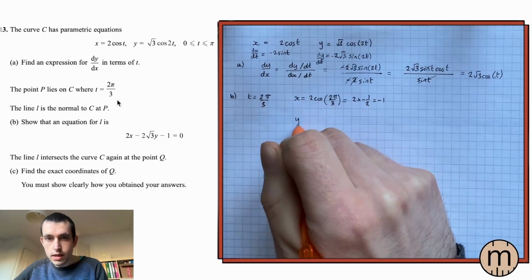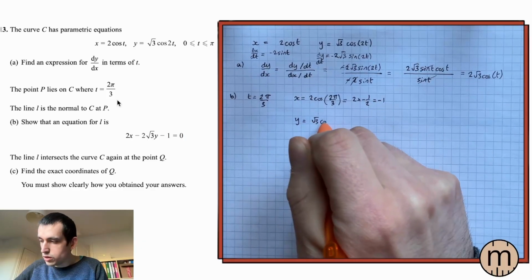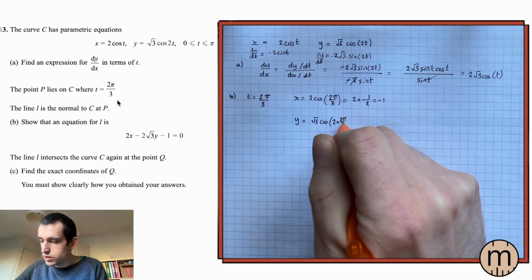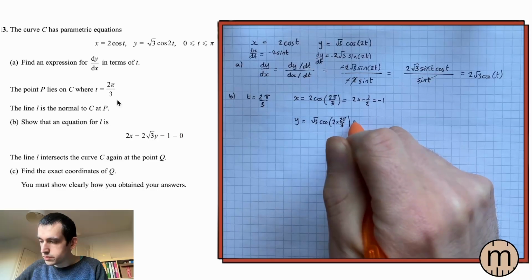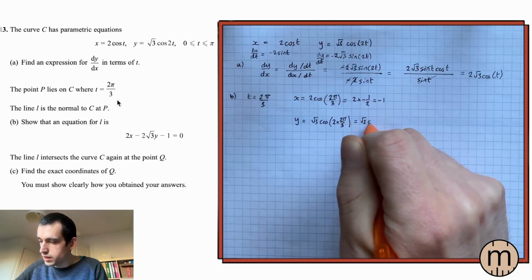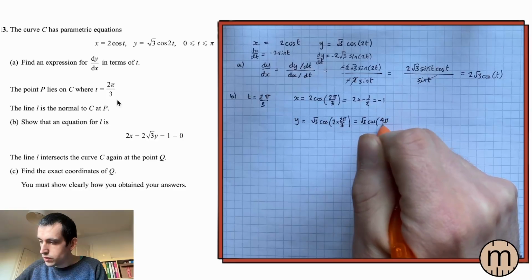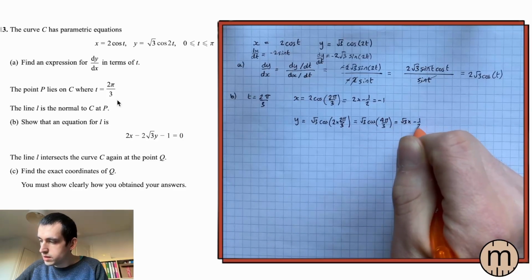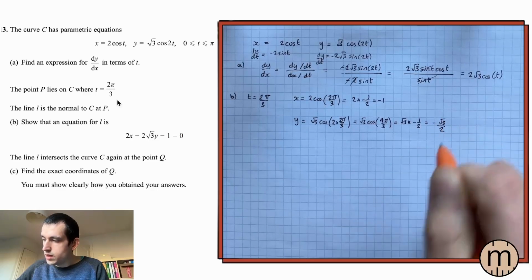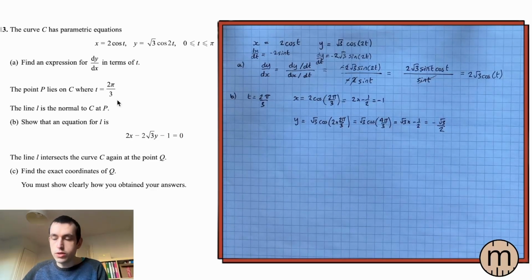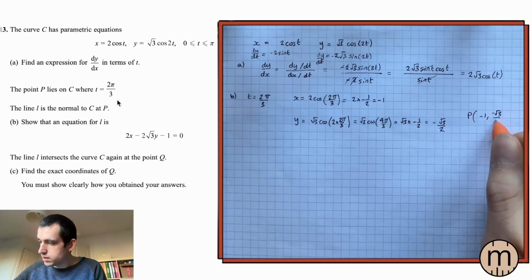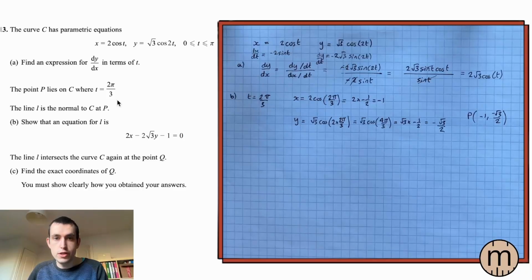And then y is root 3 cos 2t, so 2 times 2 pi over 3, which is root 3 cos 4 pi over 3, which is root 3 times minus a half, which is minus root 3 over 2. So the coordinates of P are minus 1 and minus root 3 over 2, and that's going to be helpful later on, probably.